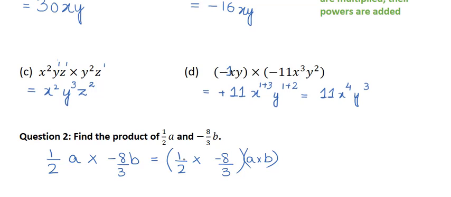These are two fractions which are being multiplied. We can simplify them by cutting. 2 ones are 2, 2 fours are 8. No more simplification by cutting is possible. So we can multiply the numerator with the numerator. 4 into minus 1 is negative 4. We can multiply the denominator with the denominator. 1 into 3 is 3. And a multiplied with b is ab. So this is the answer.